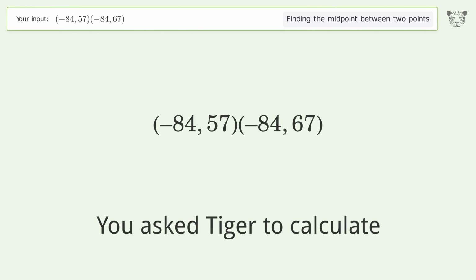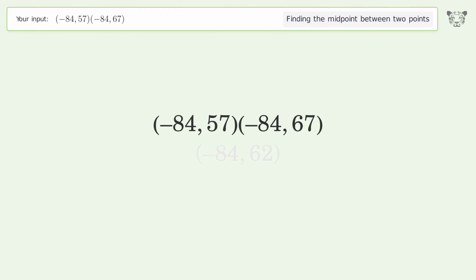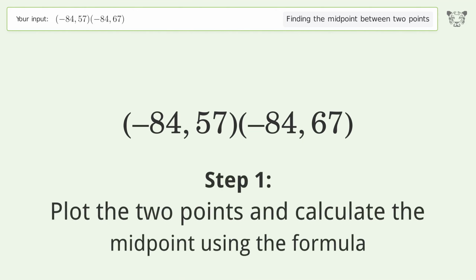You ask Tiger to calculate. This deals with finding the midpoint between 2 points. The midpoint between the 2 points is negative 84, 62. Let's solve it step by step. Plot the 2 points and calculate the midpoint using the formula.